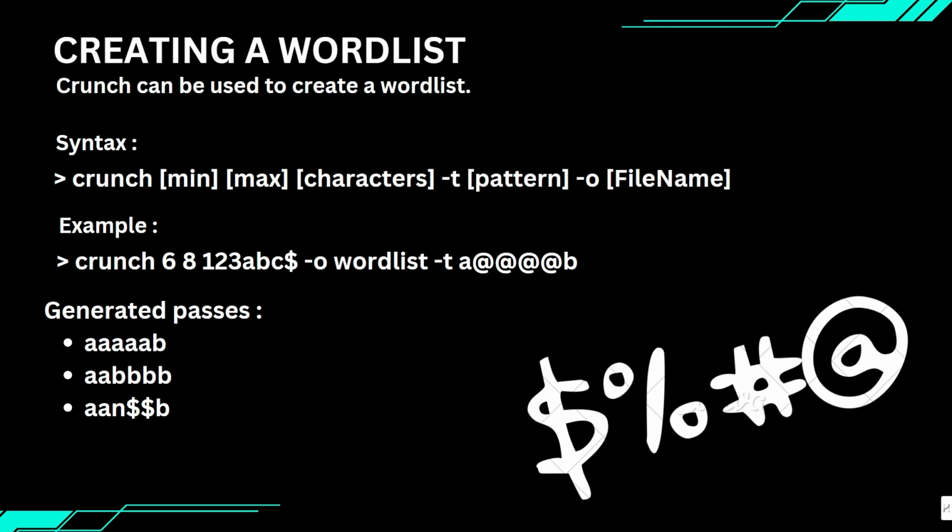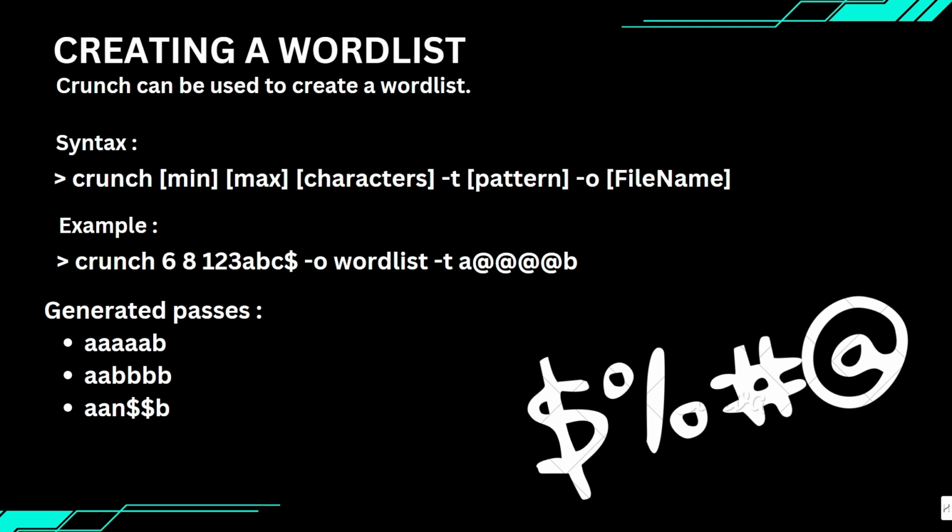You can also use the option -t, which is optional, to give a pattern. Let's say that you are looking at the person while they are typing their password and you have seen that the password will start with an A. So you can tell Crunch that the password will start with an A and then give me all possible combinations of passwords that start with an A.